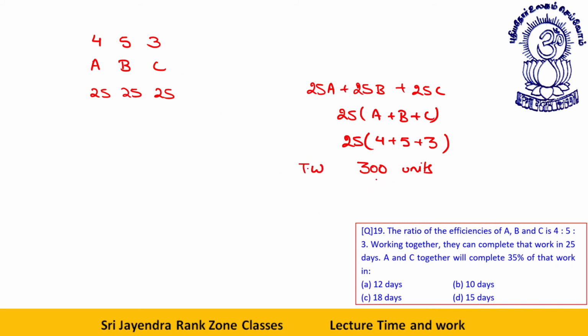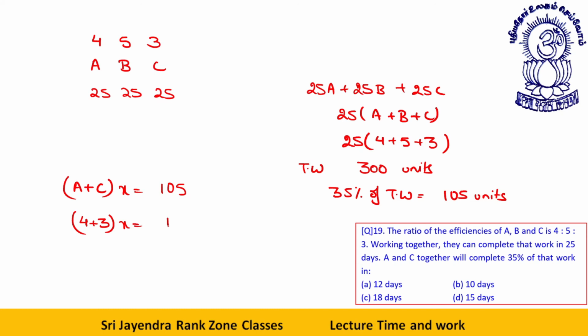300 units. Now 35% of this will be 35 into 3, that will be 105 units. Now these 105 units are to be done by A and C together. Let's say A plus C in X days. These are 105 units. A plus C is how much? 4 plus 3, that is 7. So X comes out to be 105 by 7, that is 15 days.